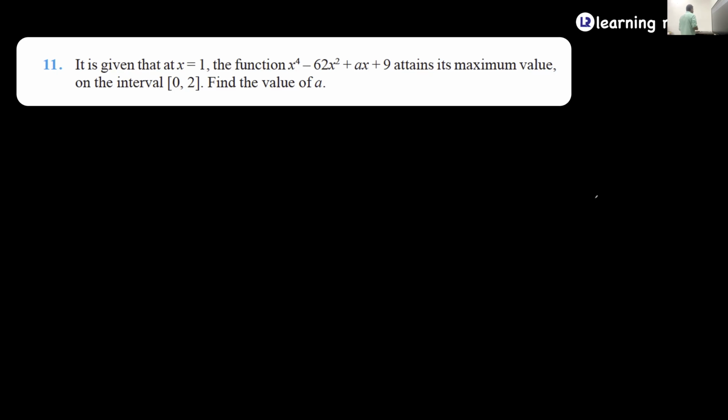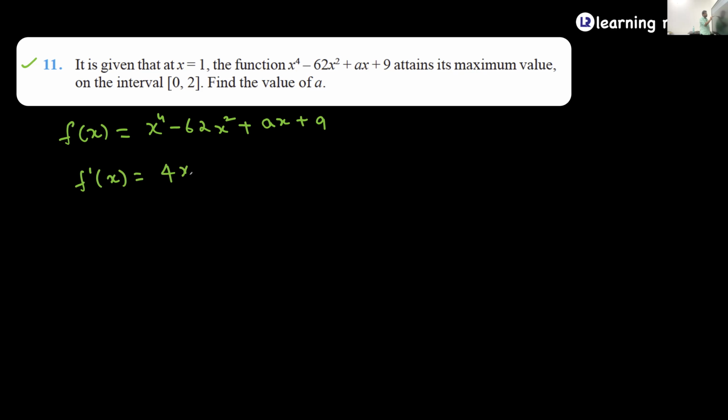Listen. The question is, it is given that at x is equal to 1, the function x power 4 minus 62x square plus ax plus 9 attains its maximum value on the interval 0 to 2. Then find the value of a. So f of x is how much? x power 4 minus 62x square plus ax plus 9. Right. What is f dash of x?